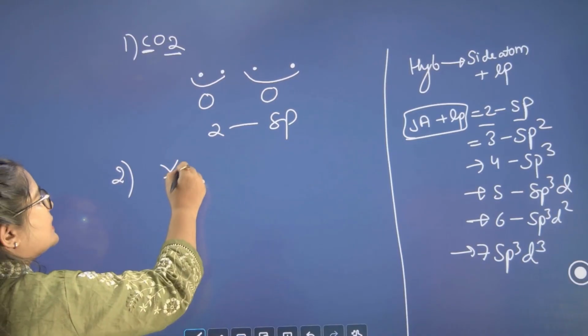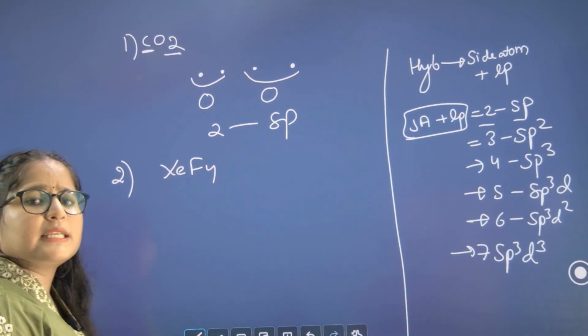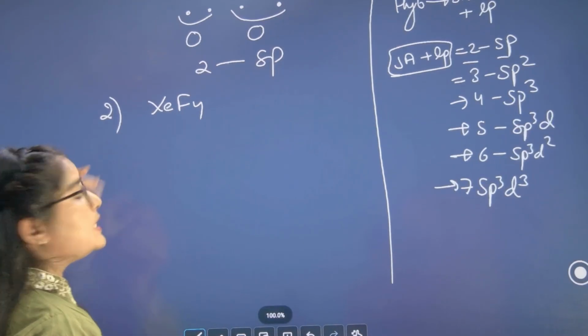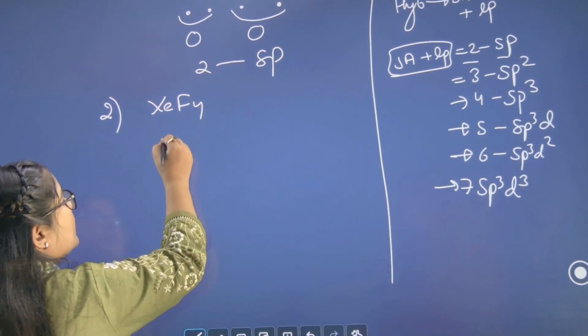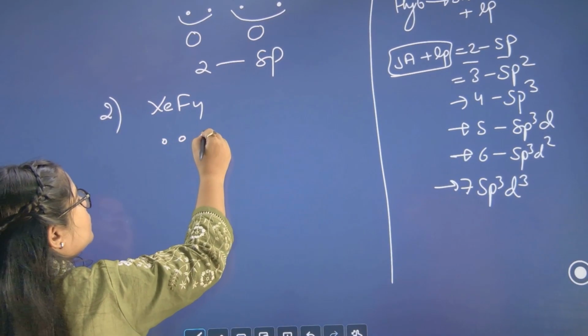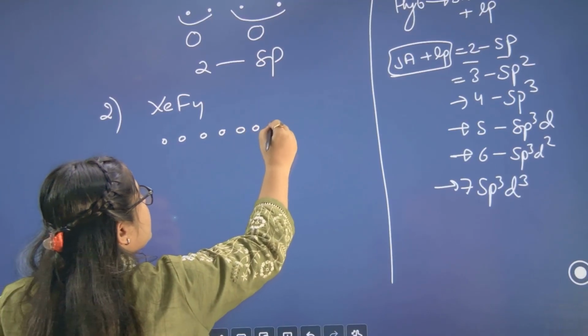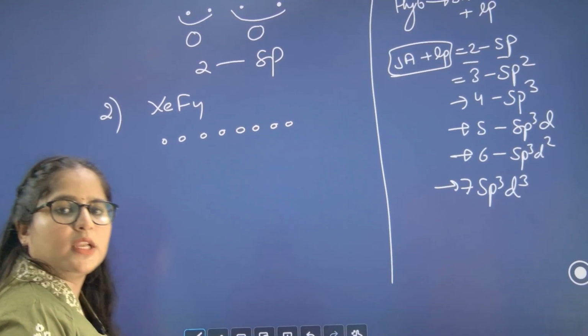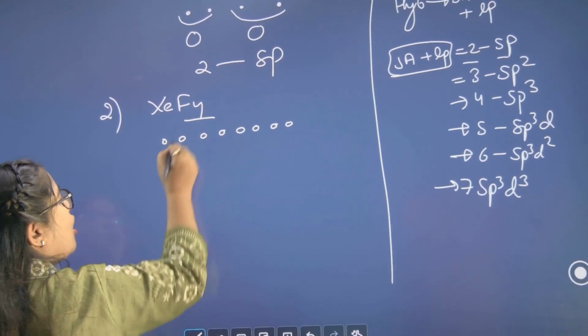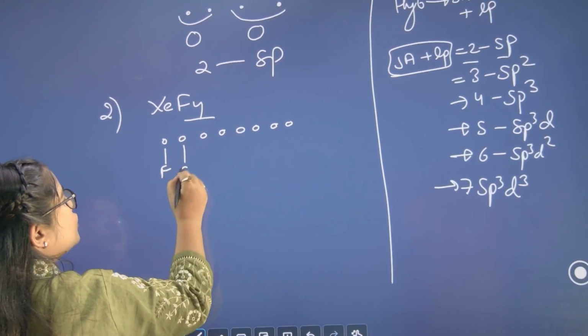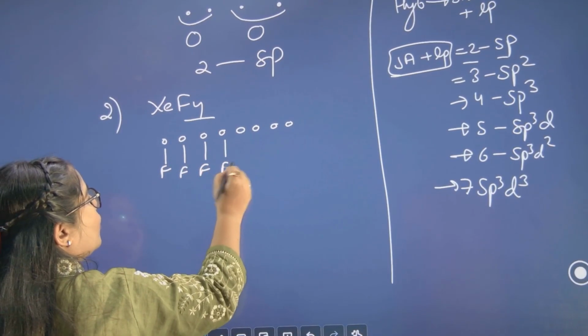Let's say you are saying XeF4. Now you tell me, xenon comes from noble gas. What was the valence electron for xenon? 8. So I am writing here 8 electrons. Now tell me about fluorine. Fluorine can make how many bonds? One bond. How many fluorine? 1, 2, 3, 4.